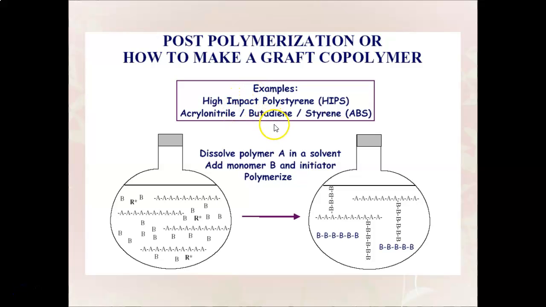This one is the post-polymerization, how to make a graft copolymer. Basically, copolymers can be synthesized from free radical polymerization. As we can see in the illustration, we have different types of monomer resulting in the form of the grafted copolymer, which is a dissolved polymer A in a solvent, and then we add monomer B and the initiator together, and then it will polymerize to form a grafted polymer by using a free radical polymerization process.